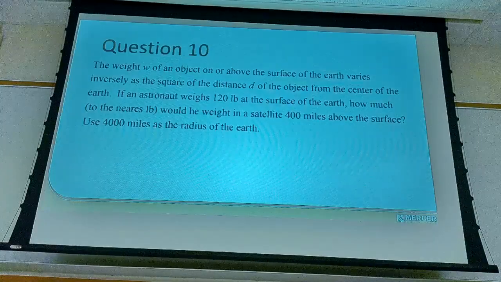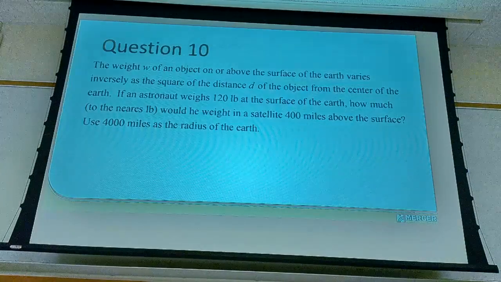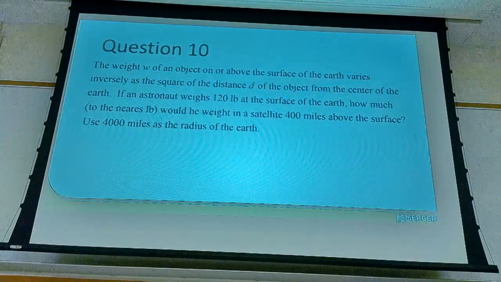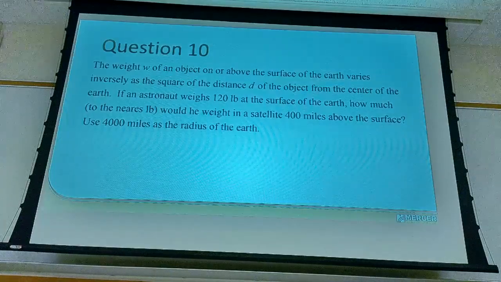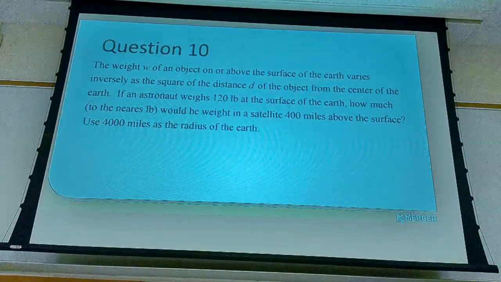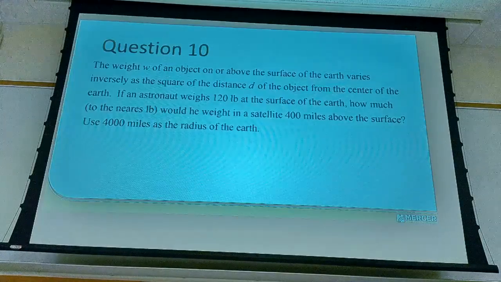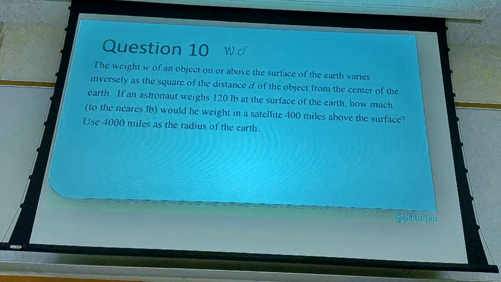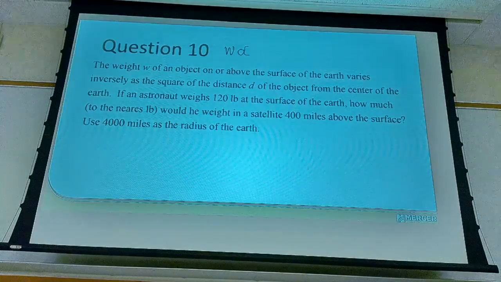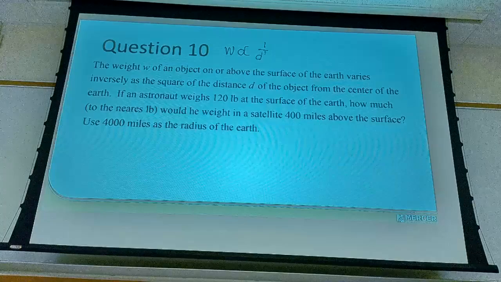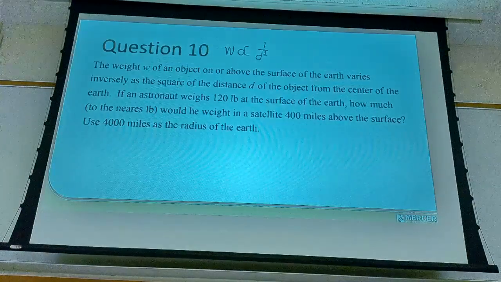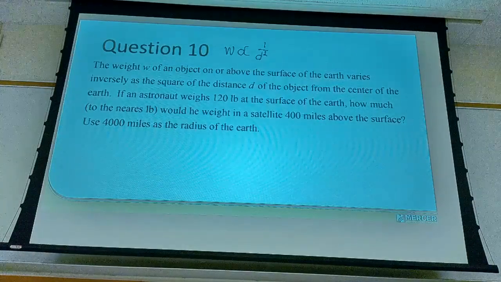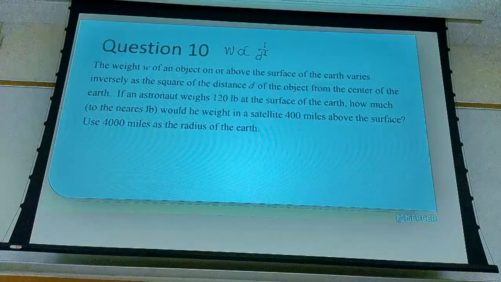Weight of an object above the surface of the earth varies inversely as the square of the distance of the object from the center of the earth. Weight is inversely proportional to the square of the distance from the center of the earth.